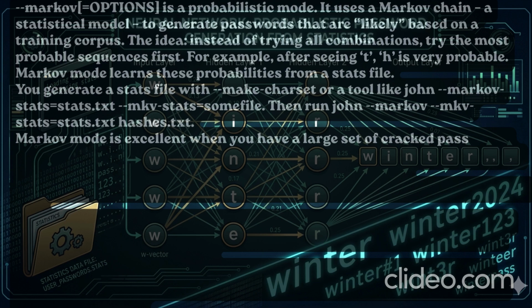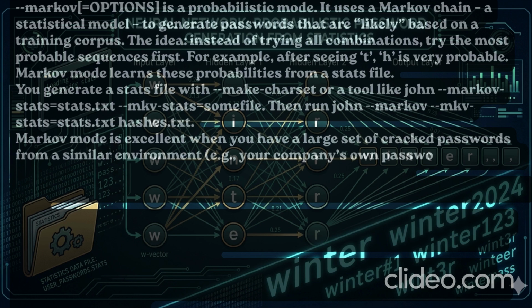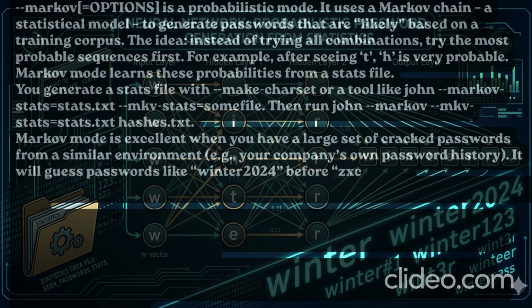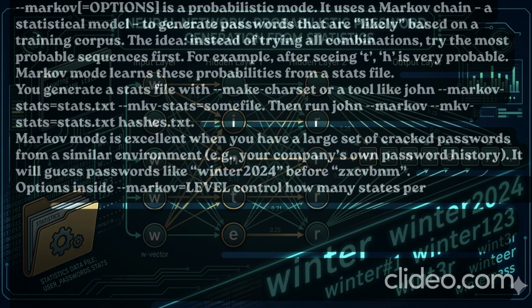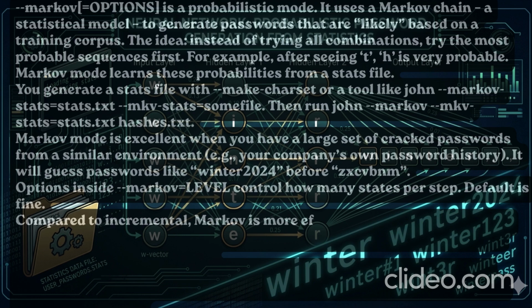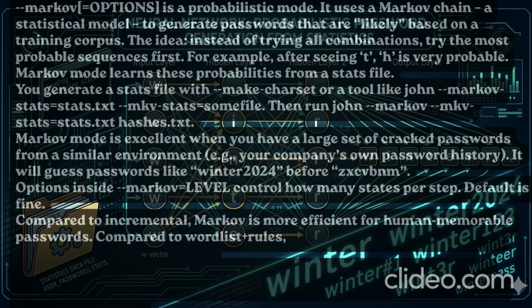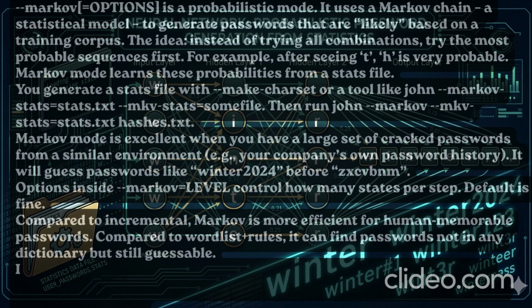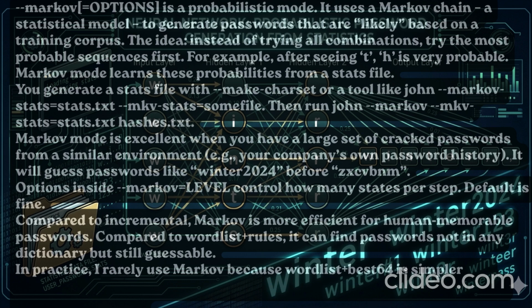Markov mode is excellent when you have a large set of cracked passwords from a similar environment, like your company's own password history. It will guess passwords like winter2024 before zxcvbnm. The option inside --markov, the level, controls how many states per step. Default is fine. Compared to incremental, Markov is more efficient for human-memorable passwords. Compared to wordlist plus rules, it can find passwords not in any dictionary but still guessable.